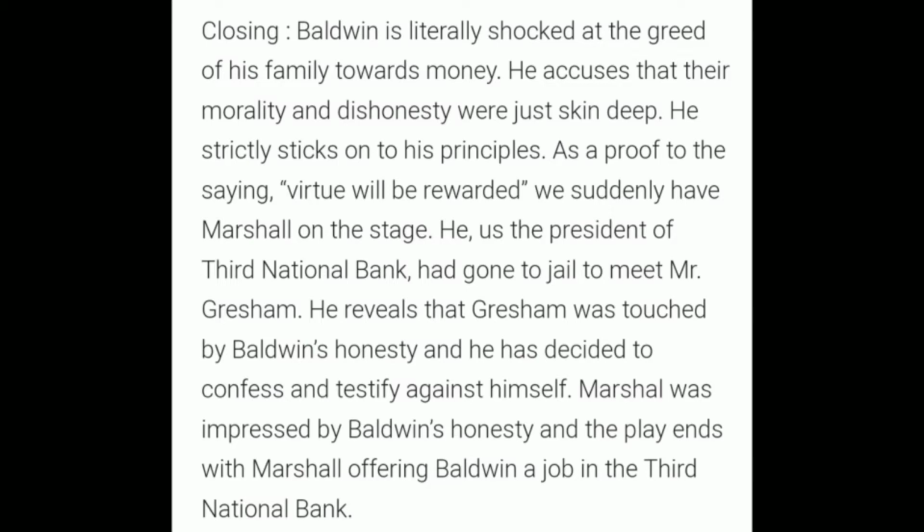He, as the president of Third National Bank, had gone to jail to meet Mr. Gresham. He reveals that Gresham was touched by Baldwin's honesty and he has decided to confess and testify against himself. Marshall was impressed by Baldwin's honesty, and the play ends with Marshall offering Baldwin a job in the Third National Bank. Okay, now this activity is also over.